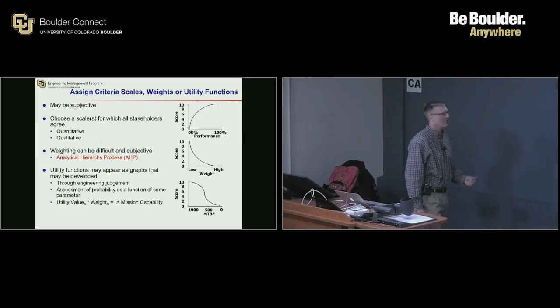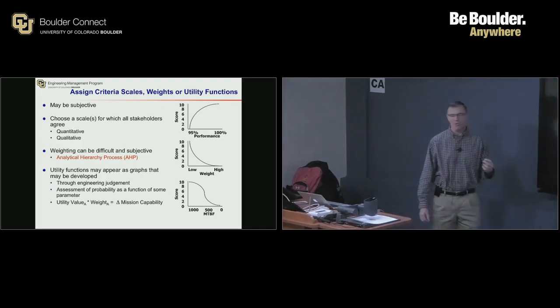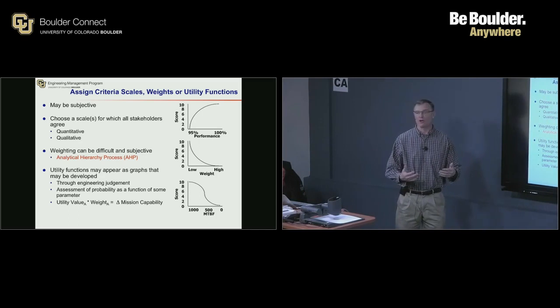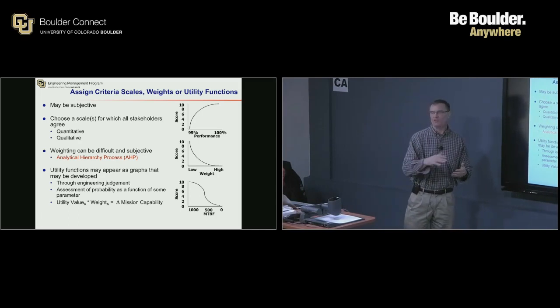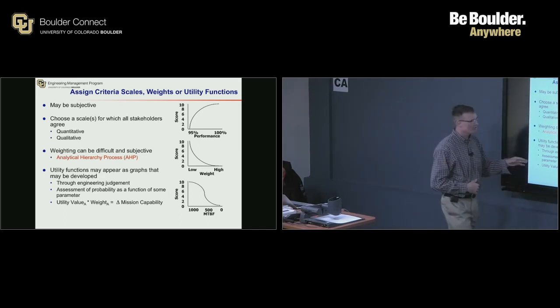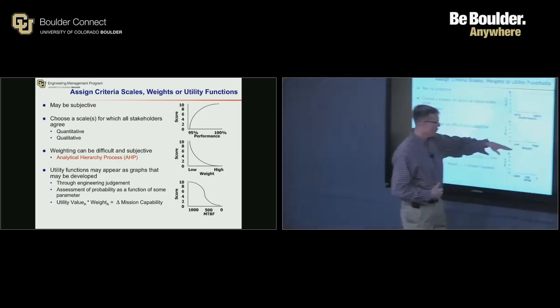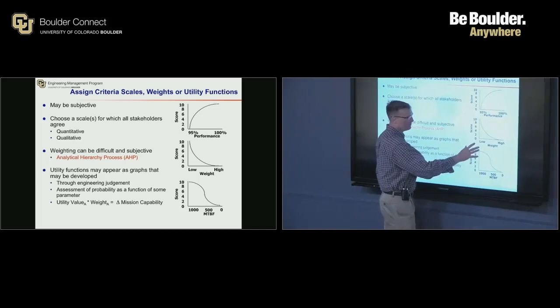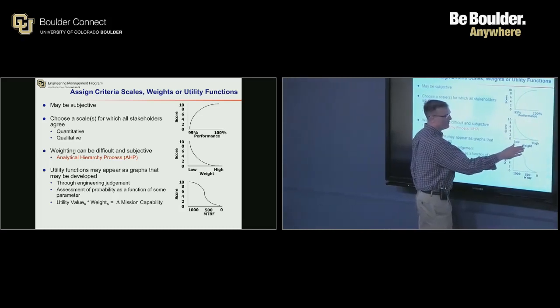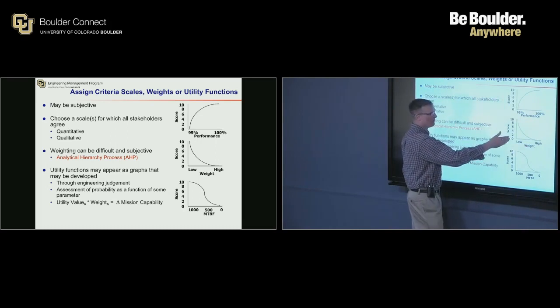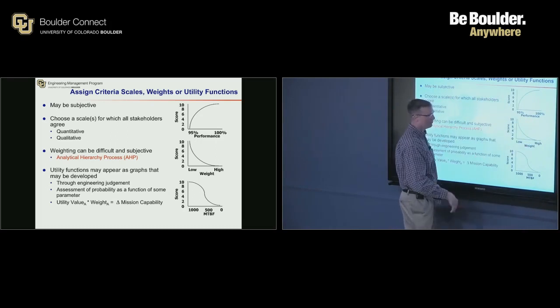Once you've selected the criteria, you need to come up with a way to score each of your alternatives for those criteria, right? So if your criteria is, you know, weight, in this case, what they're showing, this is what they call utility functions. So it's ways of converting a criteria, in this case weight, into a score. In this case, it's some score that goes from 0 to 10.